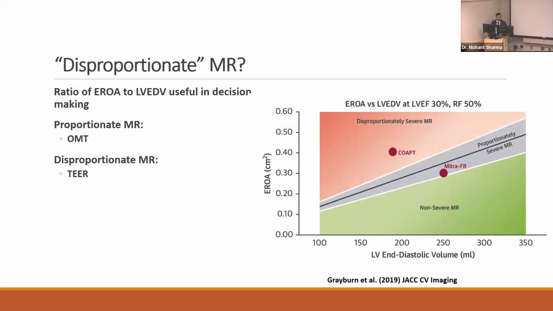There was also this theory that maybe there's disproportionate MR. So essentially the LV did not dilate enough in COAPT patients to accommodate the degree of MR, and perhaps that's an ideal time to target with M-TEER. And then when they get too dilated, like they were in MITRA-FR, perhaps the benefit is less pronounced. But this is hypothesis generating and hasn't really been proven yet.